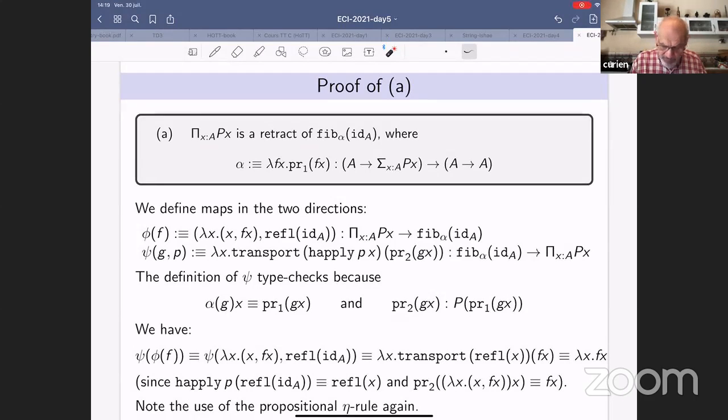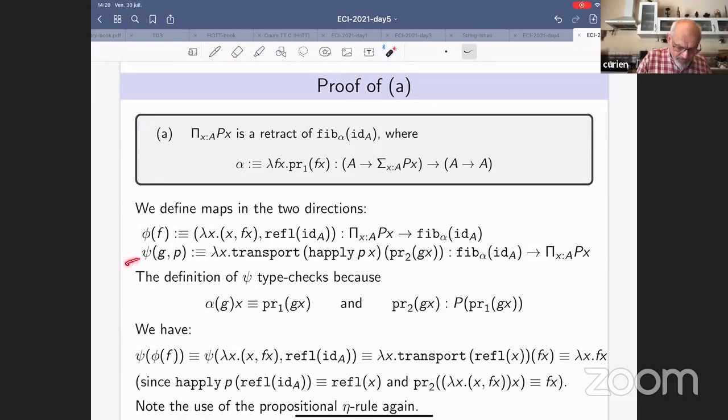Sorry, you need to find what is alpha. You need to find an element of the domain of alpha, which is this one. So you need to find a function, and this function must map x to a pair. You can type check that this is the obvious choice, and that refl is also the obvious choice. So let's not spend too much time on this.